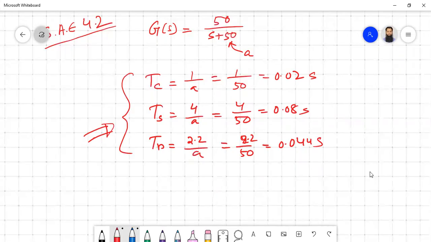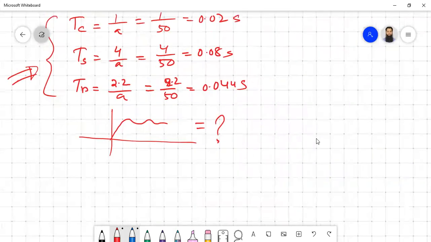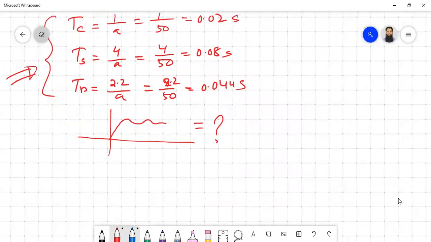So one question I want to give you: whether it is possible to have some oscillatory response from a first order system like this. So that will be one question for you to answer: from the first order system, is it possible, or will it always have a response that will have something like this. Okay, so this is one thing.